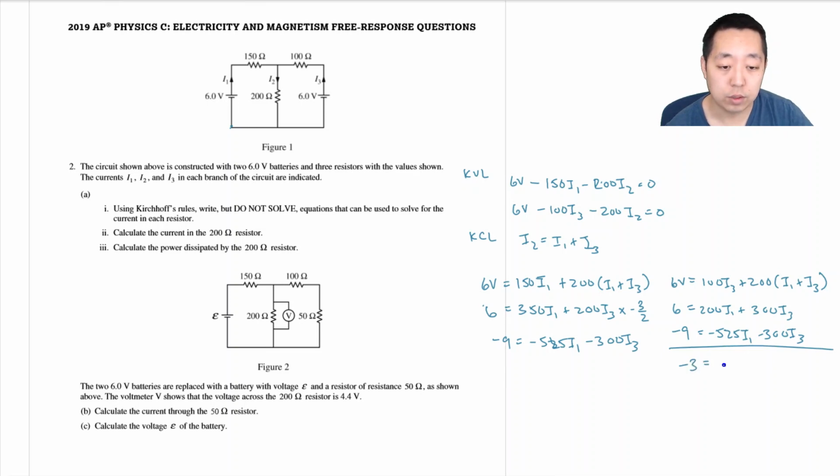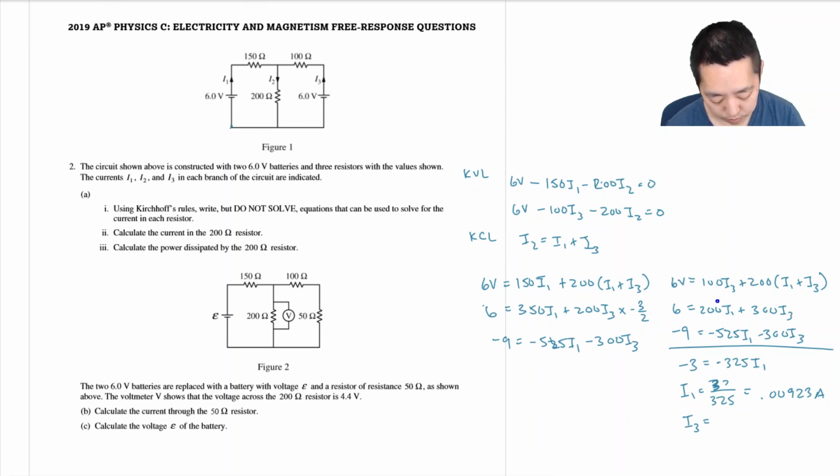So this is negative 3 is equal to negative 325 I1, because when I add these up, right? And so I1 is equal to 3 over 325, and that's 0.00923 amps. And I3 then, I just use either equation to solve. I'm going to do 6 minus 200 times I1, then divide that by 300. I get 0.0138 amps. Okay, so that is what I got for the currents there.